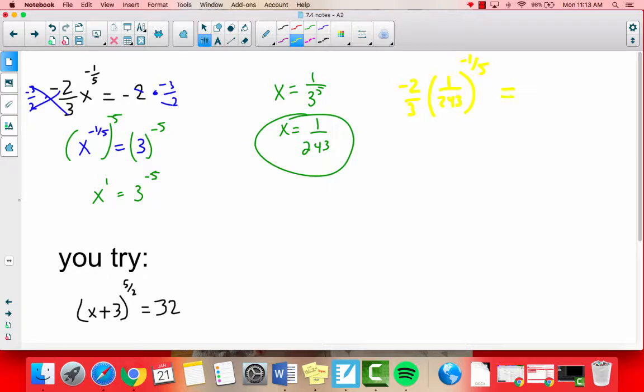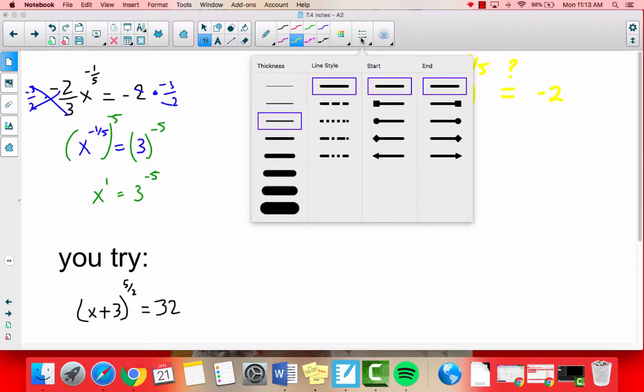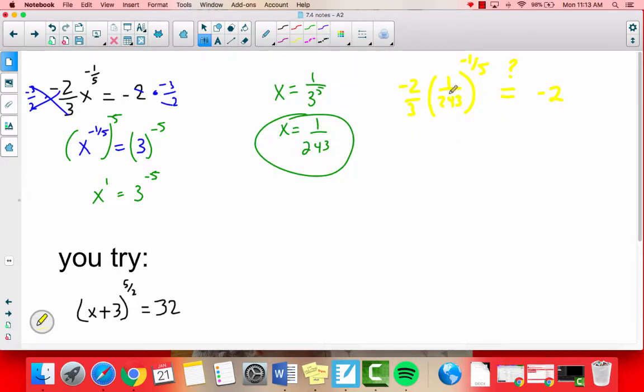And if done correctly, and if the answer is not extraneous, it should get you negative 2. That's why I put a question mark there, just so we can make sure that our answer indeed does get us negative 2. So I could go ahead and simplify, do the exponent part first. That's very important. And if you do that in your calculator, you're going to get a positive 3. And negative 2/3 times positive 3, does that get us negative 2? Yes, it does. So this answer works. Okay? Always check your answers, extremely important.